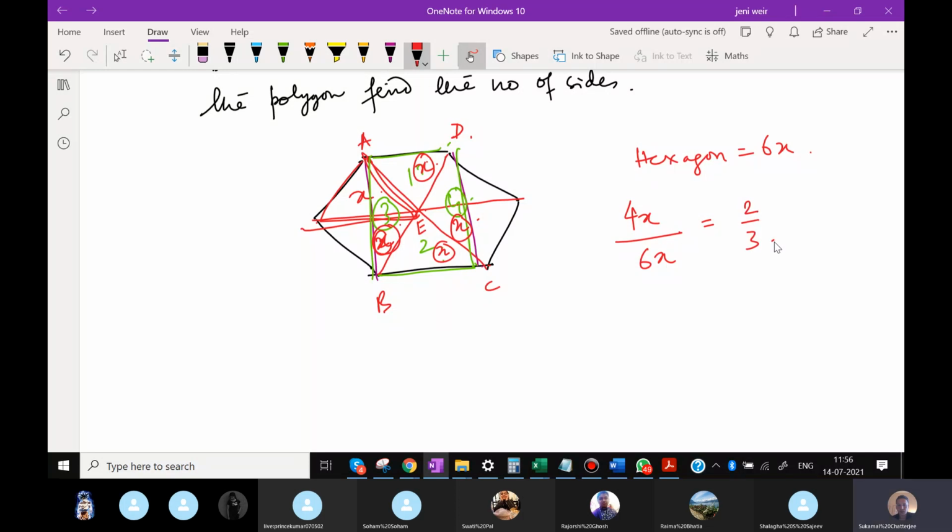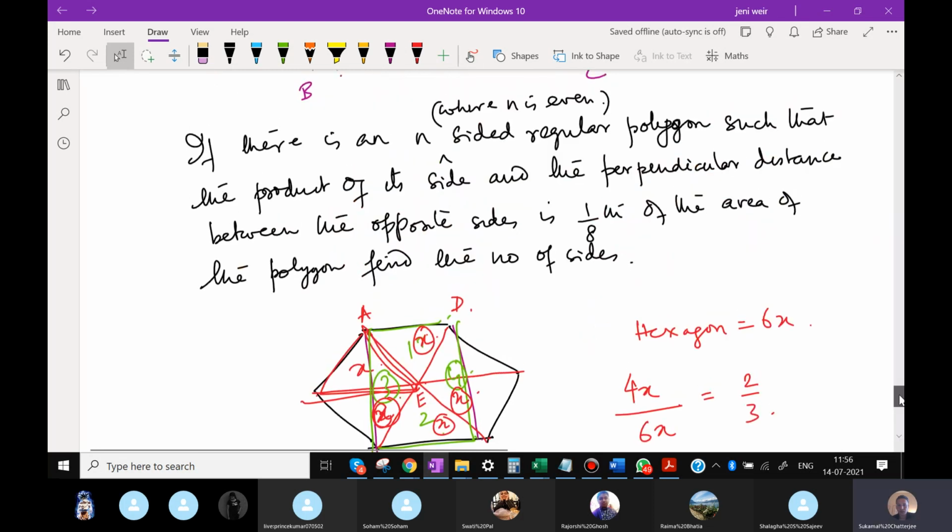In this case for a hexagon, right? So for a hexagon, I get this as 4 by 6, right? So now in the given question, it is told that this ratio is 1 by 8.